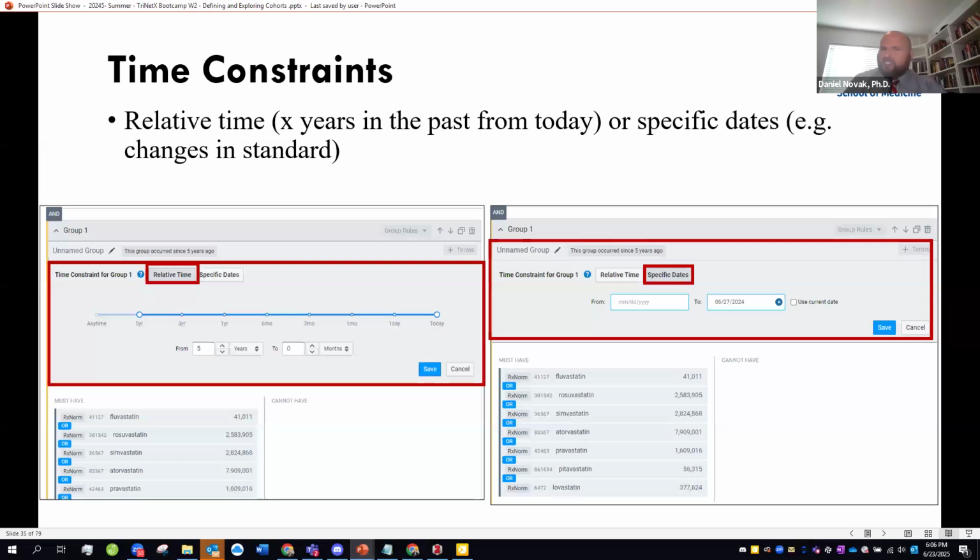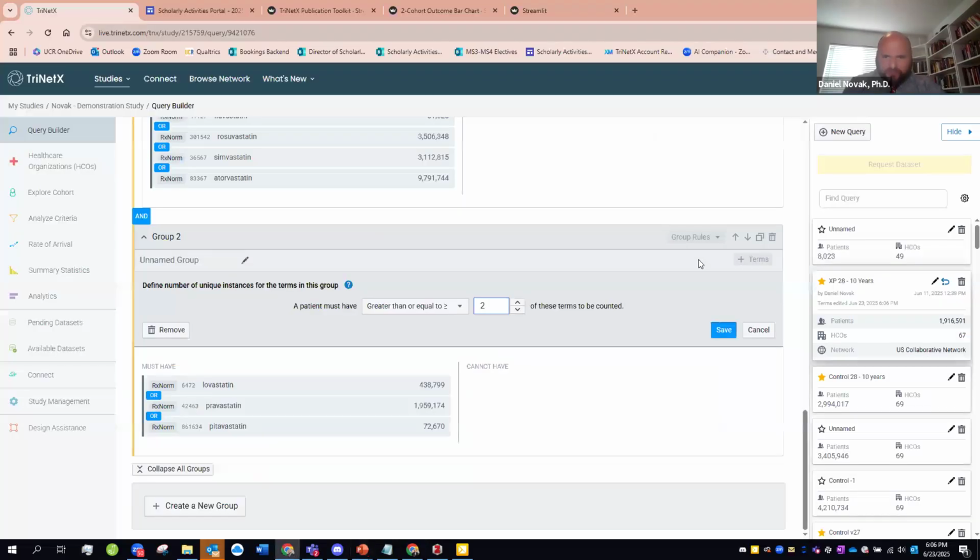I want to take a moment to explore time constraints a little bit, because this is one of the most useful features and one of the ones that I think causes in some ways the most confusion.